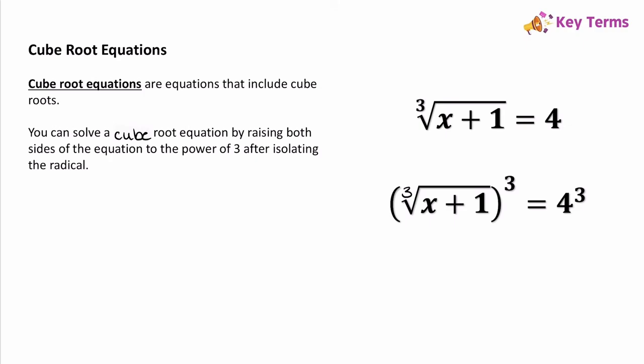isolating the radical. Notice here we have a cube root equation, the cube root of x plus 1 equals 4. You can undo that cube root by raising both sides of the equation to the third power.